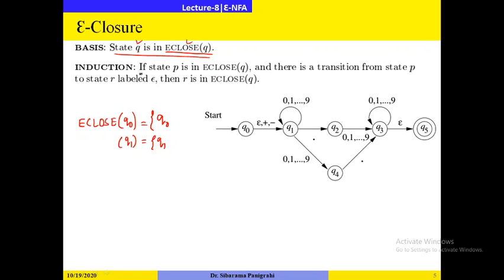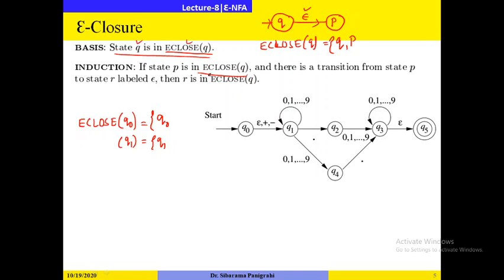Next is the induction step, okay? Let me draw a diagram over here in order to make you understand. Let a state Q be there. From Q, let an epsilon transition go to a state P. Here the epsilon closure of Q will be itself, Q, and by taking epsilon as input, epsilon meaning no string as input, it moves to state P. So P is also in the epsilon closure of Q.